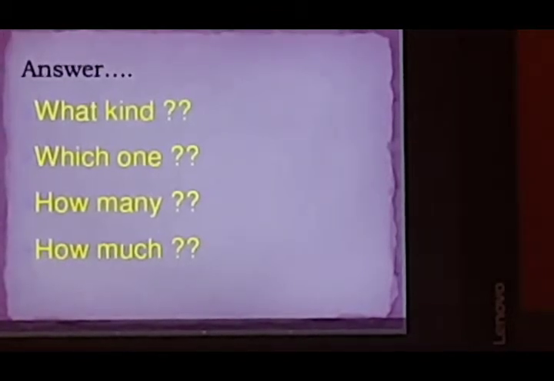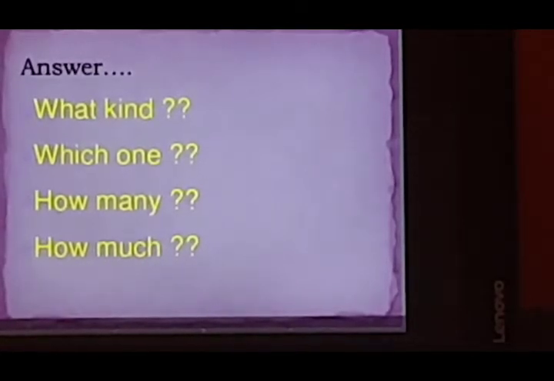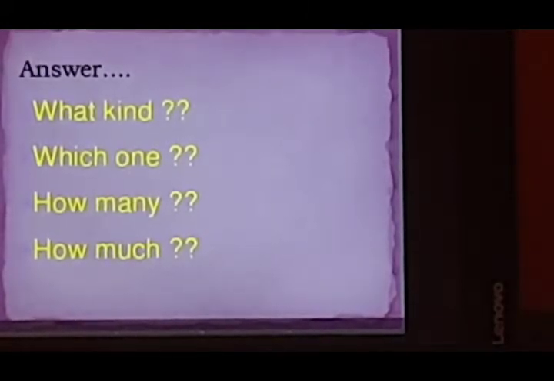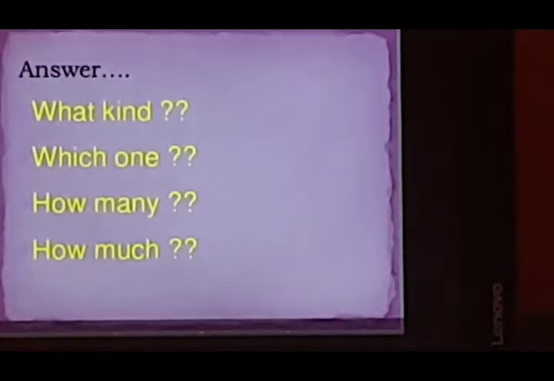So what kind of girl was that? She was a pretty girl. She was a beautiful girl. She was a small girl. She was a little girl. And which one? That one, the one in the picture. How many? Just one. There was just one girl in that picture. And how beautiful was she? All these words which answer these questions can be used for that girl.